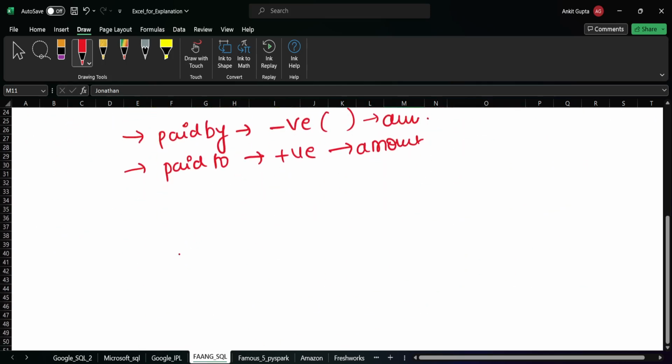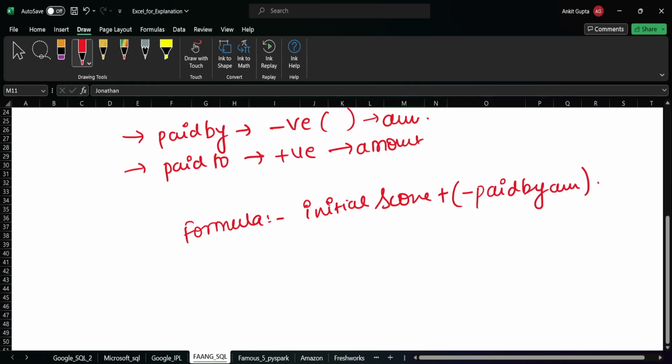So the formula: we can say that the initial score plus, since it is a debit case, so from the account we can say minus of the paid by amount. Instead of paid by, this should be amount, right? And this is coming from paid by, right?